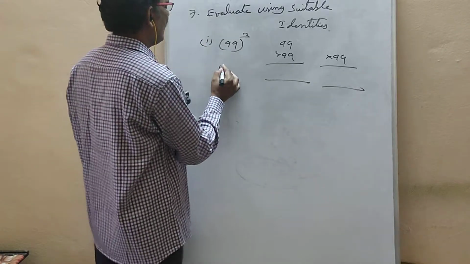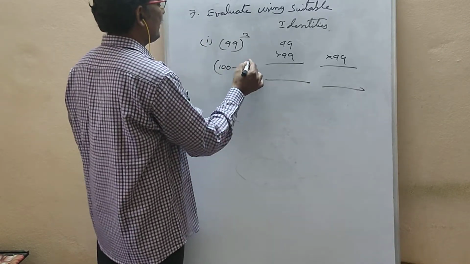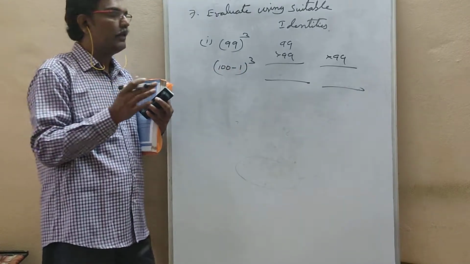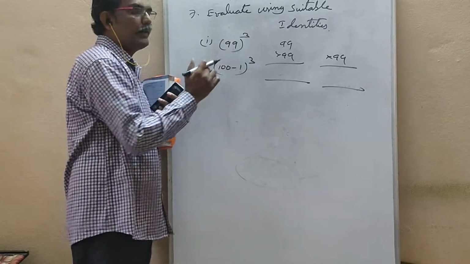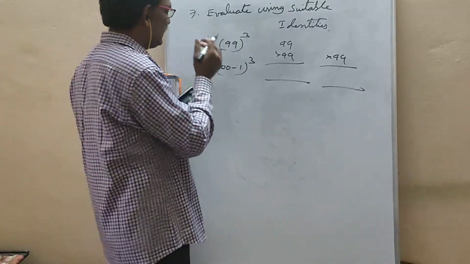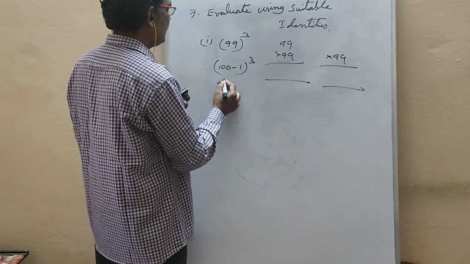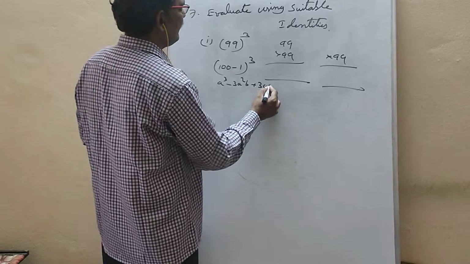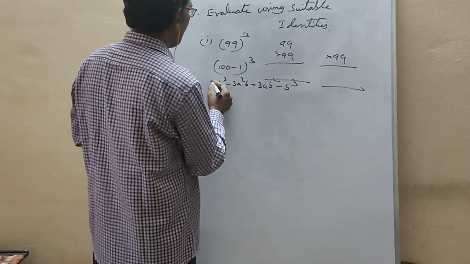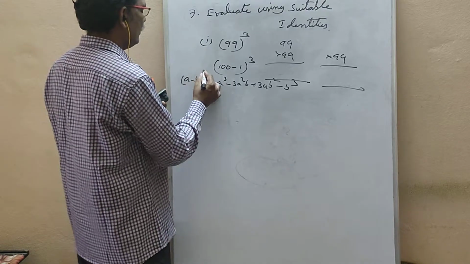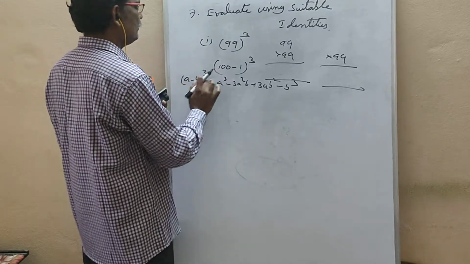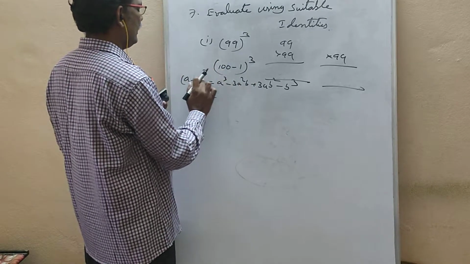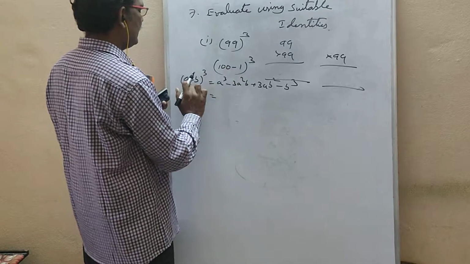So how can you write 99? From 100, if you subtract 1, 100 minus 1 is 99, or not? 99 I wrote as 100 minus 1. So for our seeing purpose, it is like a minus b whole cube. The formula is a cube minus 3a square b plus 3ab square minus b cube. It is the formula for a minus b whole cube. So if you compare these two, whole cube is there, whole cube is there. In place of a you have 100, in place of b you have 1, minus minus same.